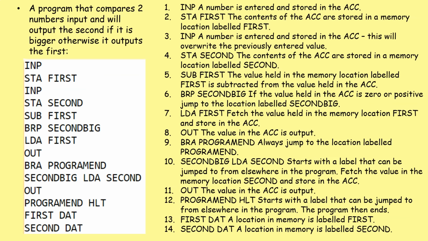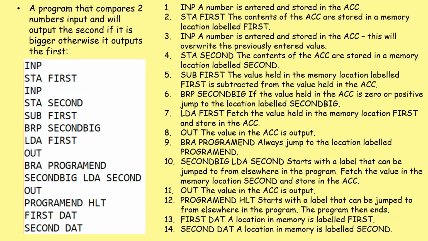Now we have a more complicated program. This program compares two numbers that are input and will output the second if it is bigger, otherwise it outputs the first. So basically it's doing a comparison and deciding which of the two numbers input is the biggest and then outputting it. So line 1, a number is entered and stored in the accumulator. Line 2, the contents of the accumulator are stored in a memory location labeled first. Line 3, a number is entered and stored in the accumulator. Again, this will overwrite the previous entered value, but that's okay because I have stored it in memory.